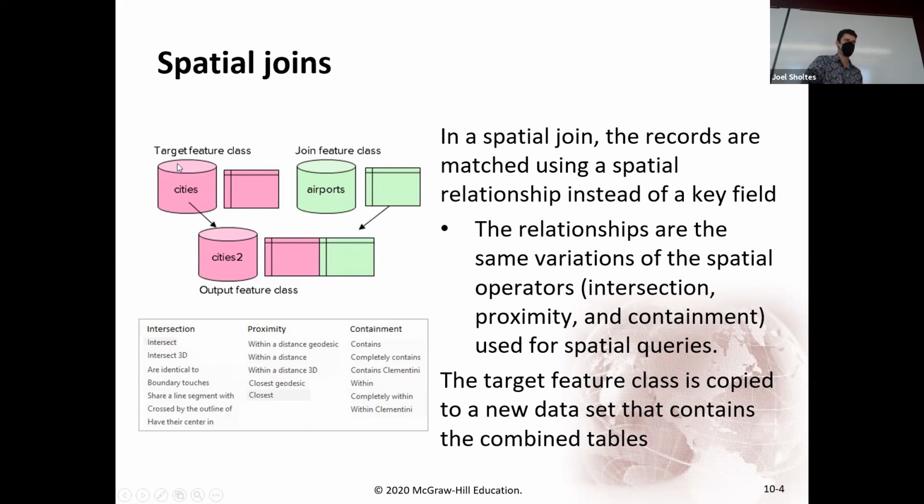And for this city and airport one, if we have 2 point feature classes, then maybe we'll just do a proximity one. Which one is the closest, right? Give me the information from the closest airport.